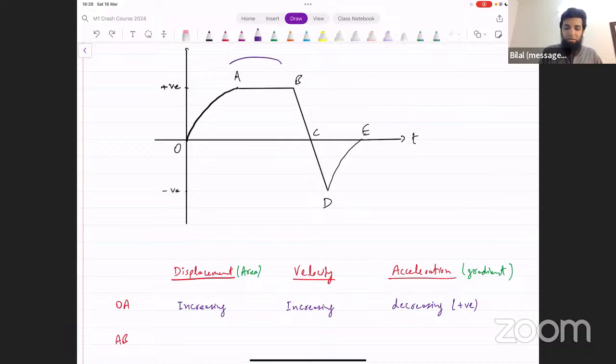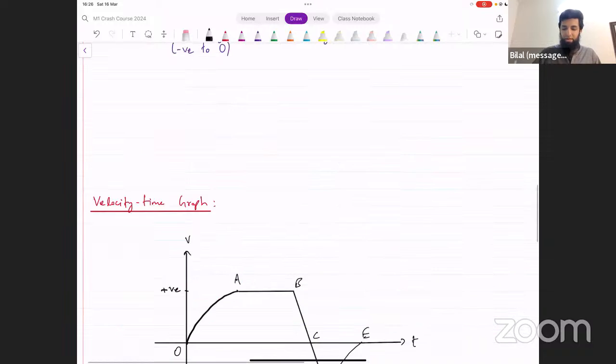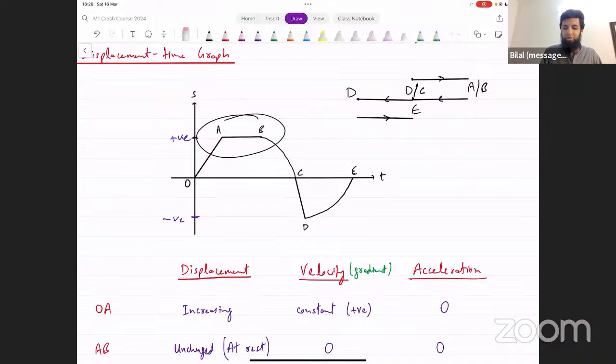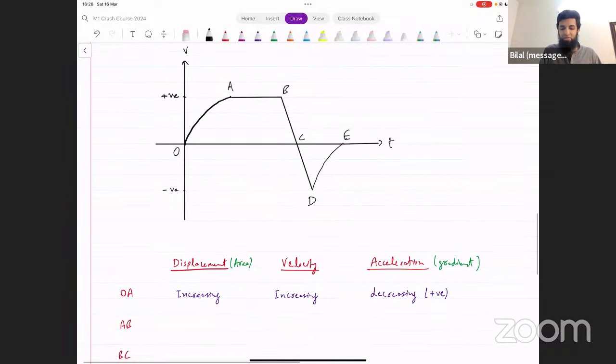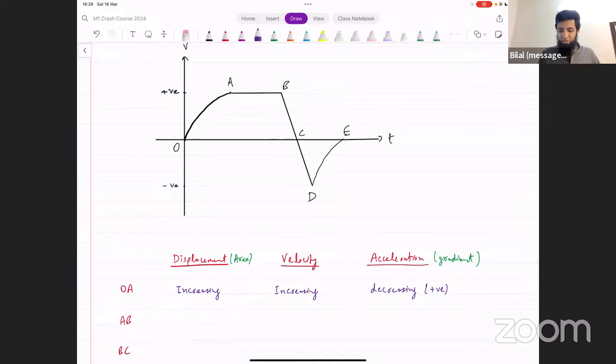Now from A to B, is the particle at rest from A to B? No, because it still has some velocity, but it's constant. Yes. So in a displacement time graph, if you have a horizontal line like this, that represents that the particle is at rest. But in a velocity time graph, a horizontal line like this means the velocity is constant. The velocity is some constant positive value.